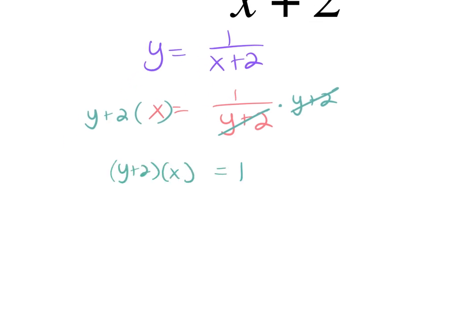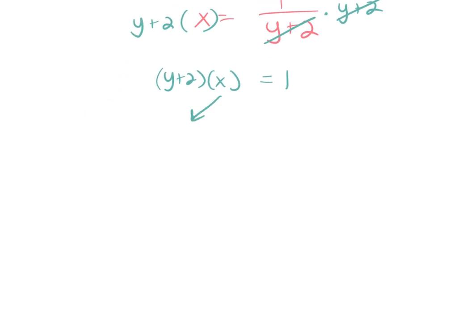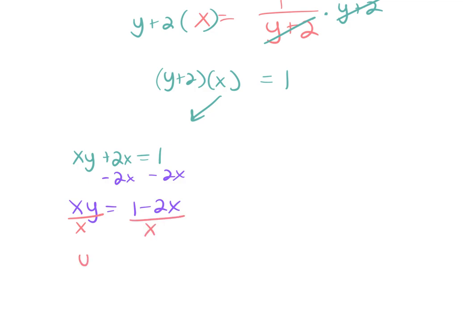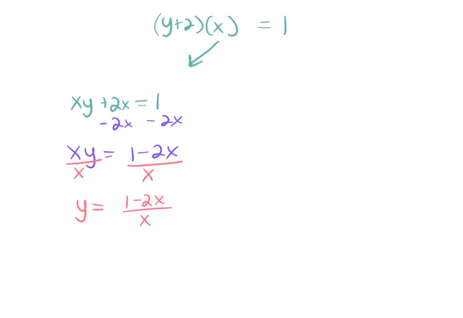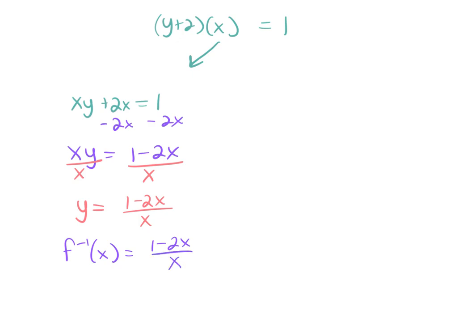And I have two choices. One is distribute the x, and then I have to isolate my y. The other is divide both sides by x. So I'm going to show you both ways, okay? One way, distribute the x. Move the 2x to the other side. Divide by x at the end. And then change to f negative 1 of x. Totally an acceptable answer.